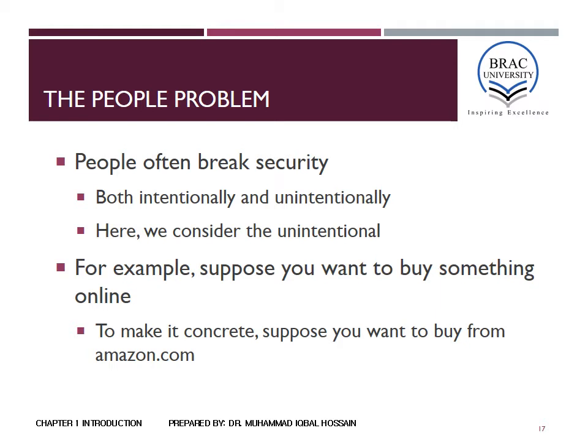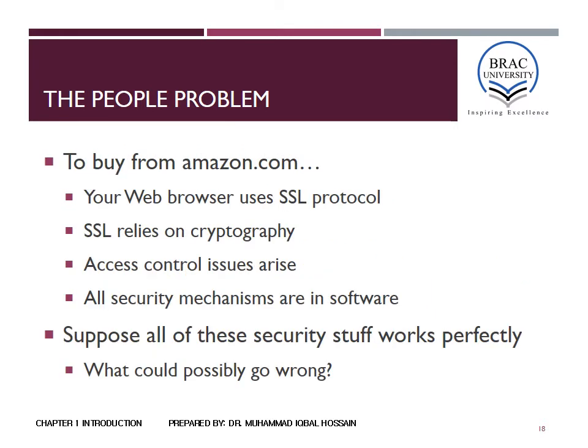So we consider the unintentional cases. For example, suppose you want to buy something online. To make it concrete, suppose you want to buy something from Amazon. So we have to use some browser to access that site. That web browser uses the SSL protocol. This SSL protocol relies on cryptography, so access control issues arise. And all these security mechanisms are in the software. So suppose all these security steps work perfectly, what could possibly go wrong?